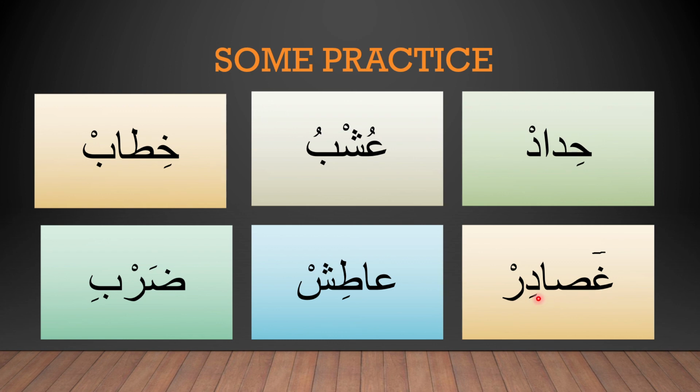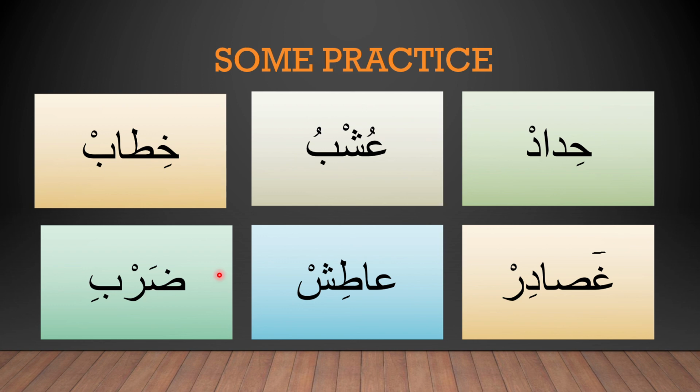Ghasa, dal, kasra, ra, sukoon. Dir, ghasadir. Ain, alif, a. Type 2. Ta, kasra, sheen, sukoon. Tush, atush, type 3. This is type 3. Dad, fatha, ra, sukoon. Dar, type 3. Ba, kasra, bi. Dar, bi.